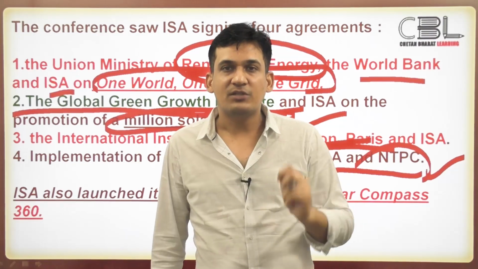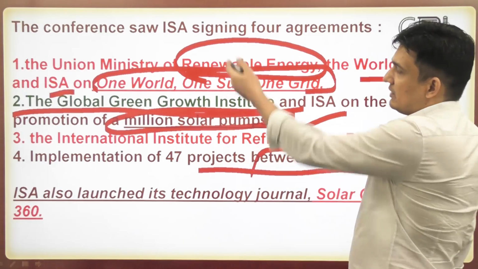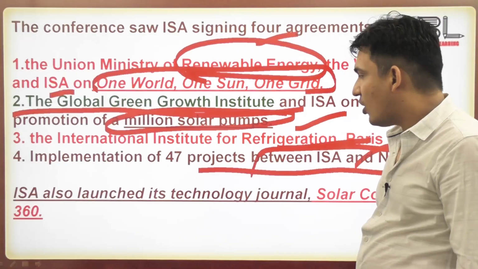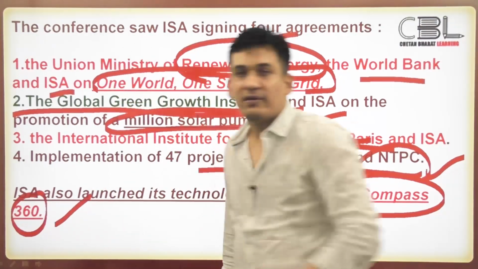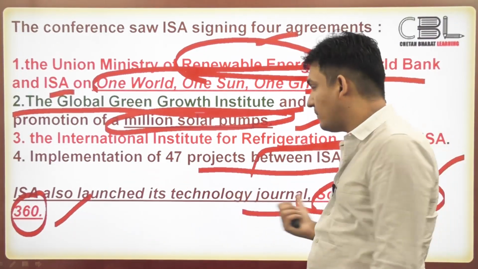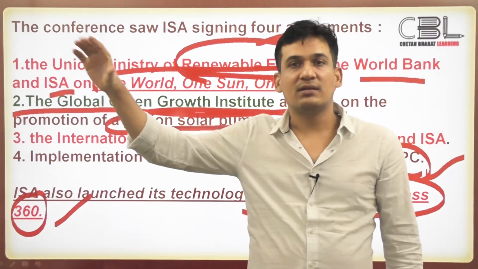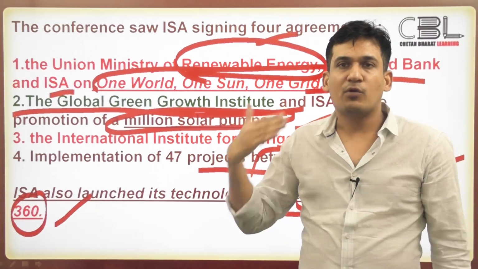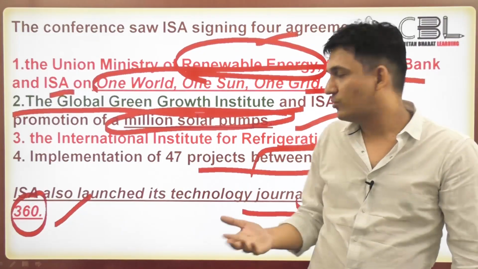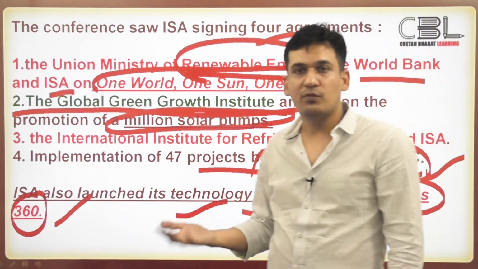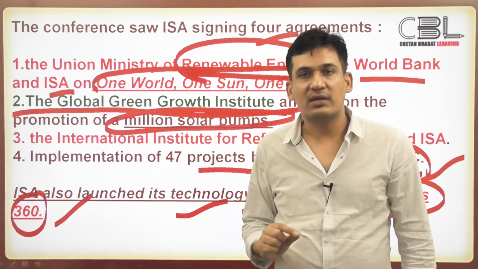One fact that may show up in prelims in 2020, 2021, 2022 is this. Recently, on 8th September, ISA also launched its technology journal called Solar Compass 360 Degree. If in the examination they ask you whether Solar Compass 360 Degree is the first equipment made by some industry, or a program launched by the Ministry of Renewable Energy, or the third option, a technology journal by ISA, you would know the right option. This can be tested in the prelims. So I hope you understand what has happened in the recent meet.